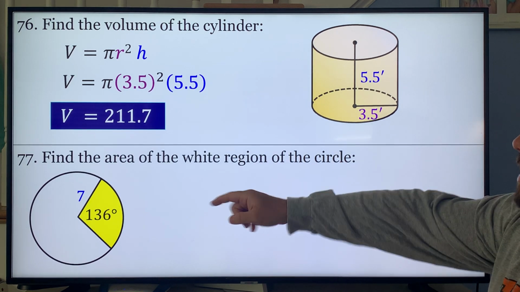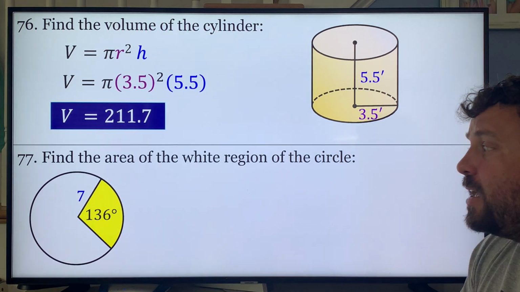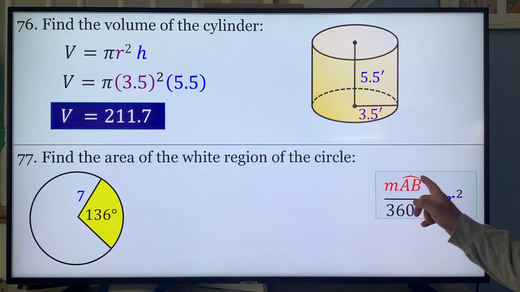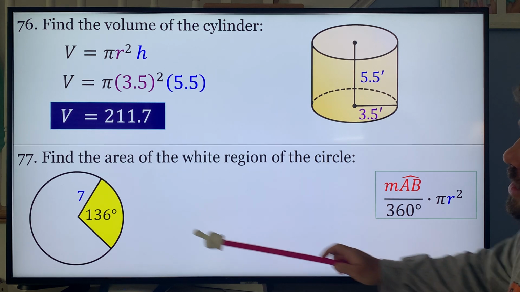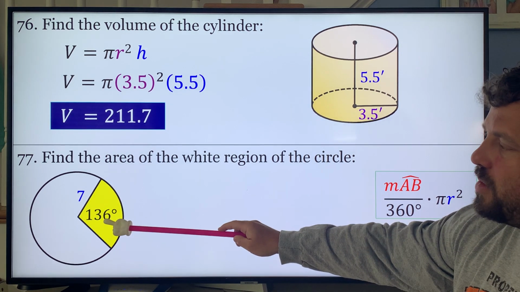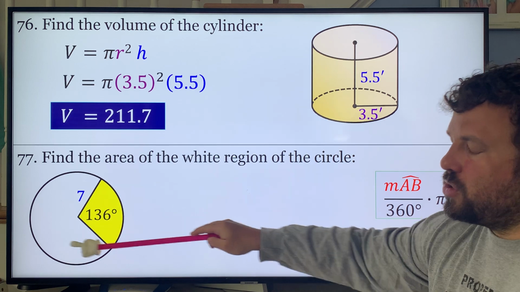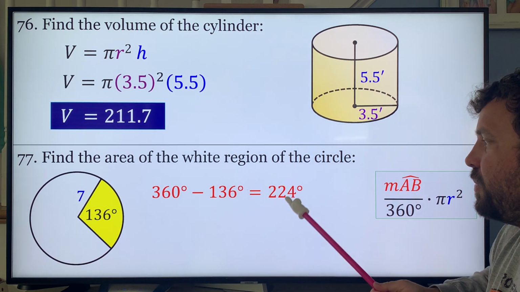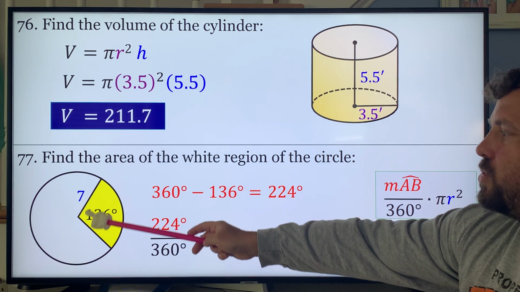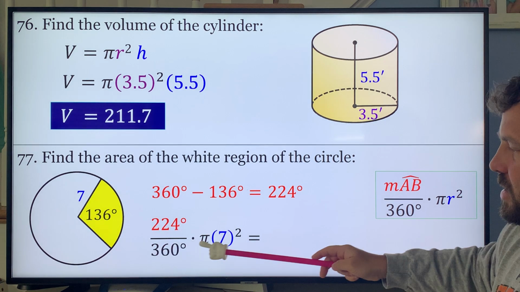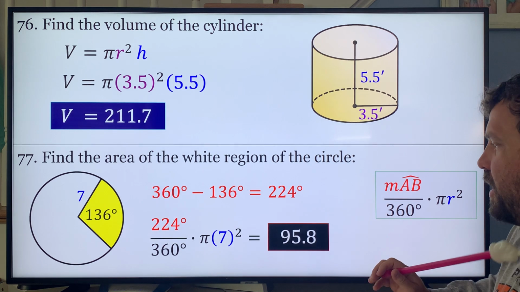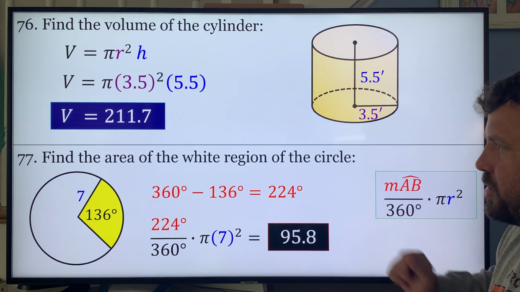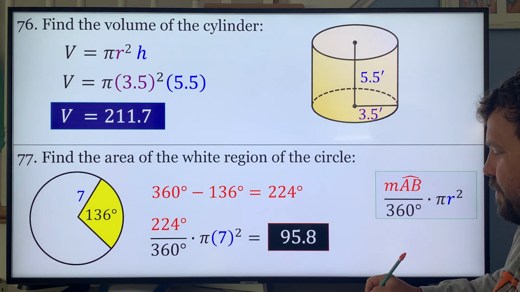Number 77, find the area of the white region in the circle, not the yellow. We did this last lesson, or last time. The measure over 360 times pi r squared. Now the measure of the white area is not 136. A circle is 360. So it's 360 minus 136. So the area of the white part is 224. So 224 divided by 360 times pi 7 squared equals 95.8. Right? Square units. Got it?